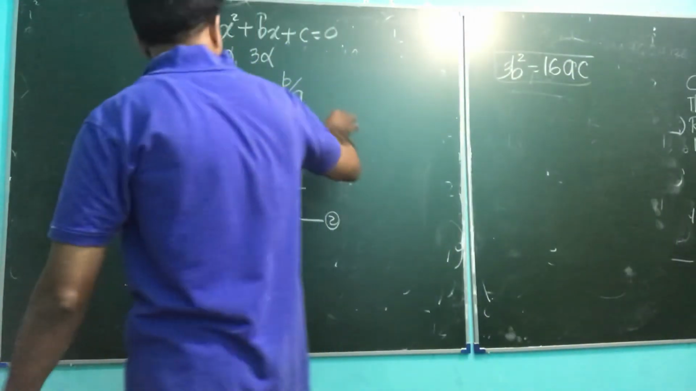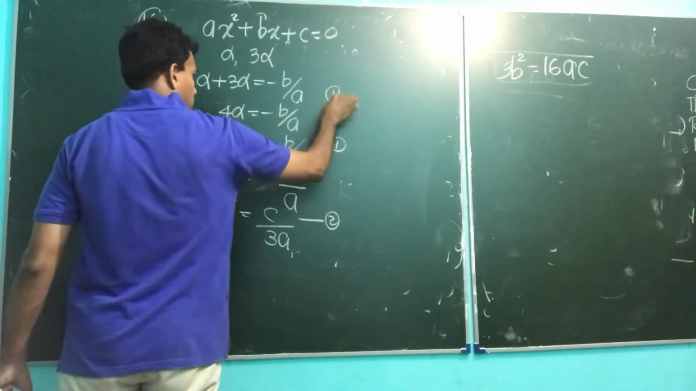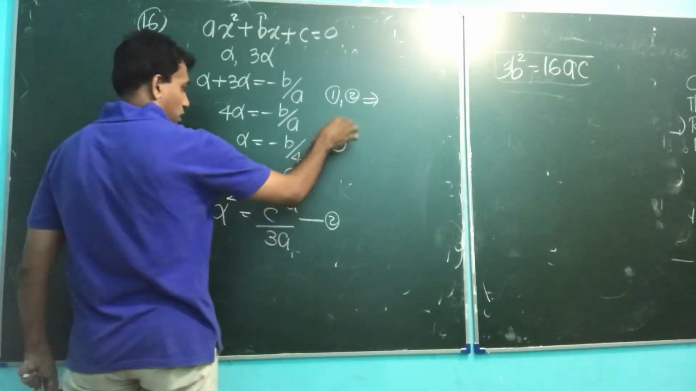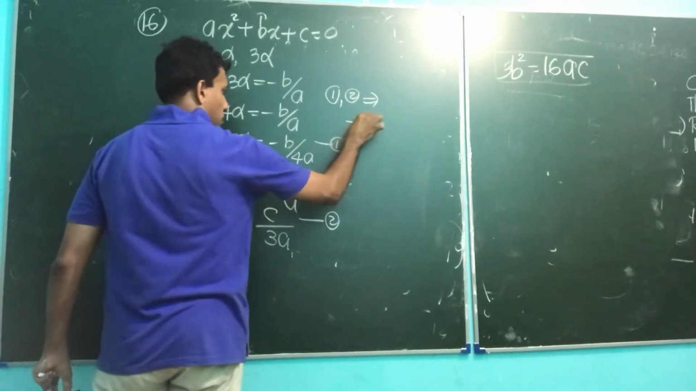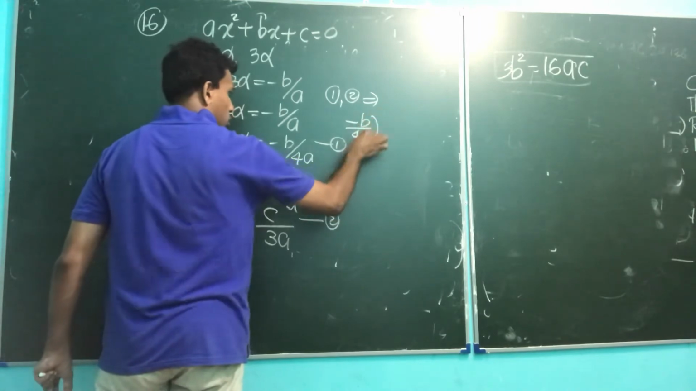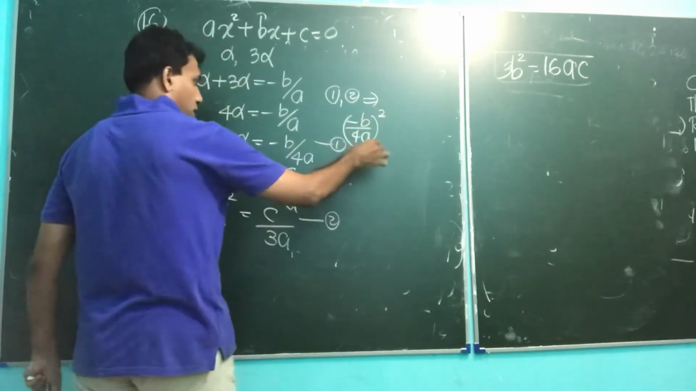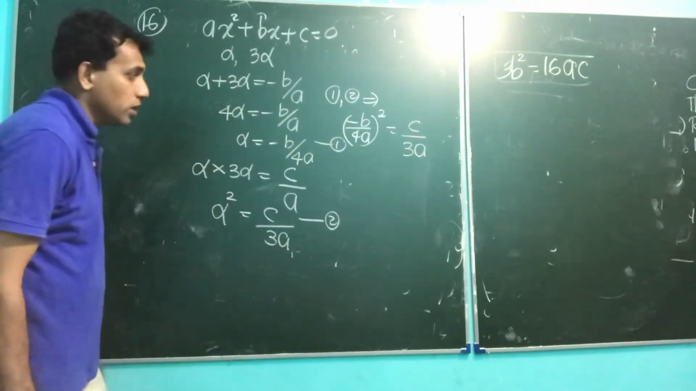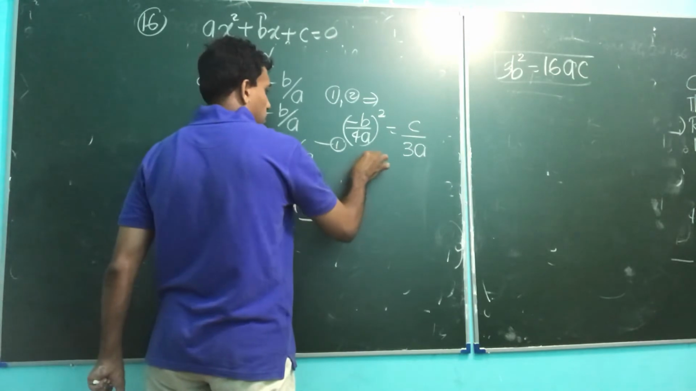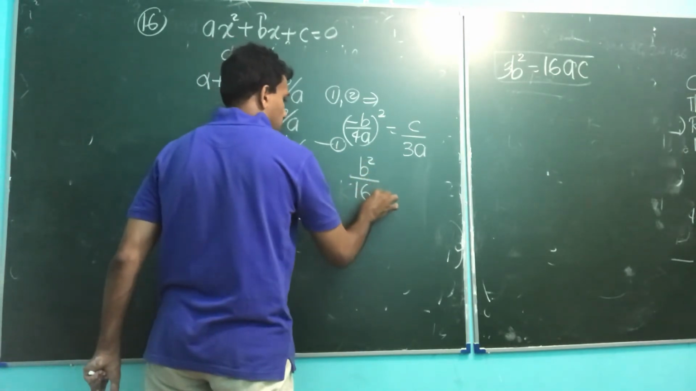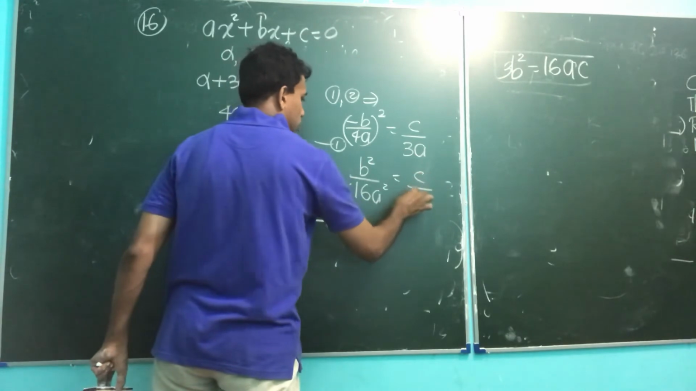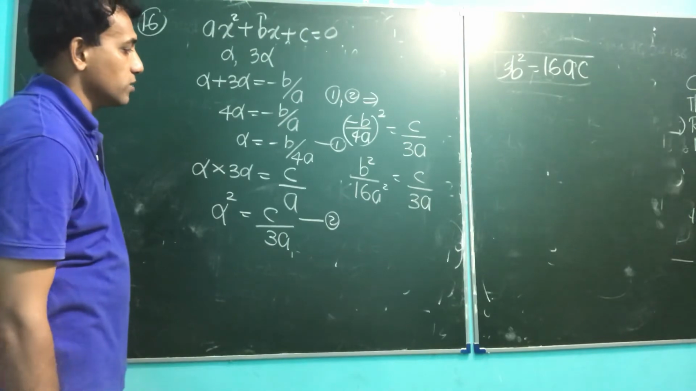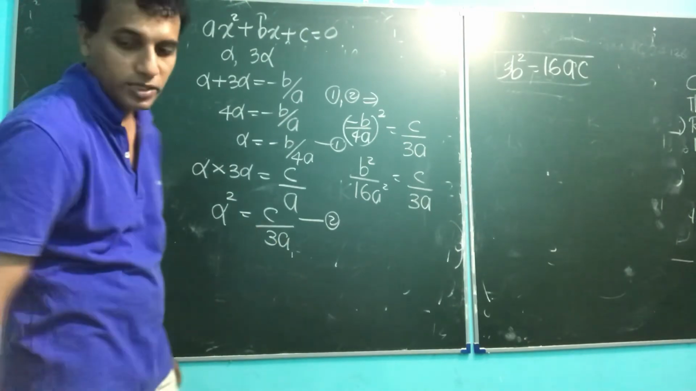How that 1 comma 2, the answer is there. 1 comma 2. What is that? Put alpha for that. So alpha for what? Minus b over 4a, right? Minus b over 4a, all things square equal to c over 3a. So therefore b square over 16a square equal to c over 3a. So 3b square equals 16ac. We have the answer, right?